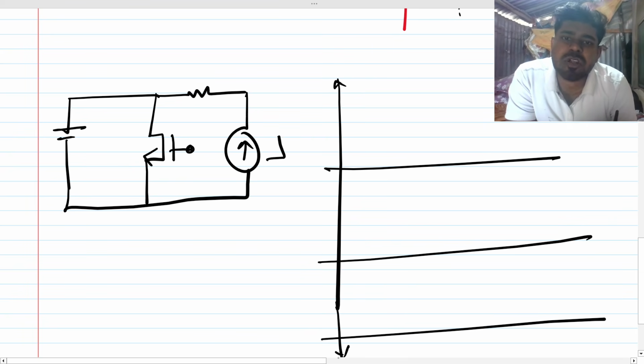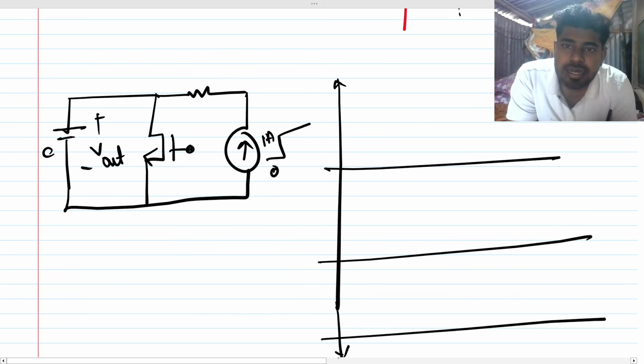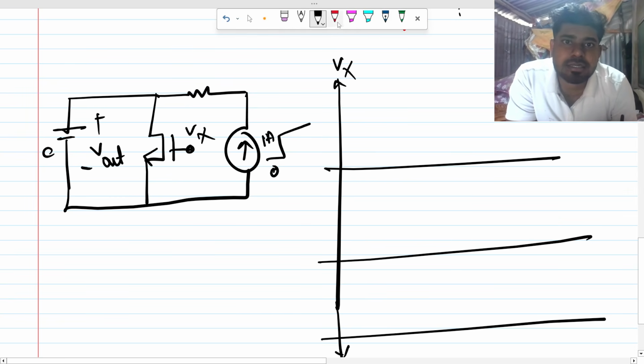And we are assuming it is also a step. Okay, real case, 0 to 1 amps. Okay, and it is C, it is V output, and it is your Vx, and Vx is given like this.